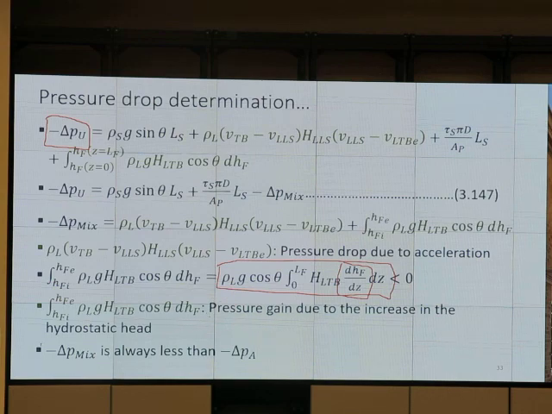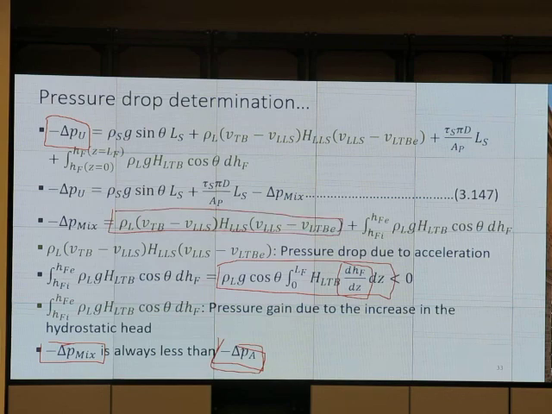This delta P mix and delta P sub A. In the book, I just copied from the book, okay? Delta P mix is always less than minus delta P sub A. Okay? Delta P mix is what? Combined between acceleration or pressure loss and the gain part. Delta P sub A is just the loss, but not the gain. So this means actually we lost pressure a little bit less than what we think we should lose.